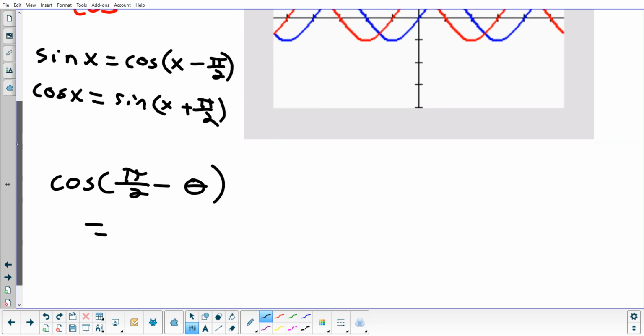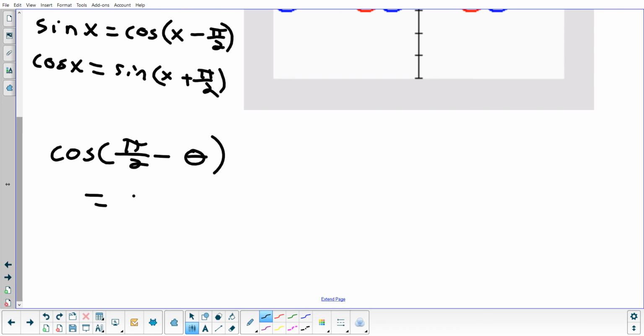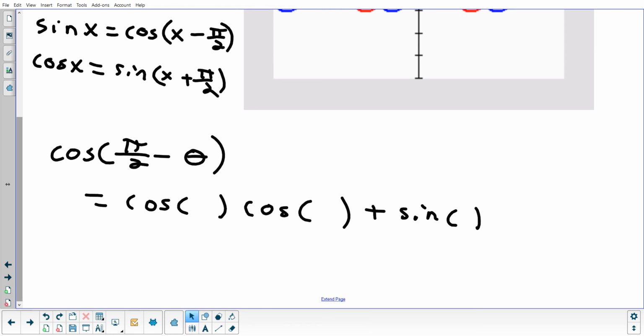All right, so let's write it as cosine, cosine. I'm going to do this out, and then I'll do mine out, and I'm going to show you do the same thing. That's basically what I'm going to do. So cosine, cosine, plus sine, sine. Pi over 2 theta, pi over 2 theta. Okay.